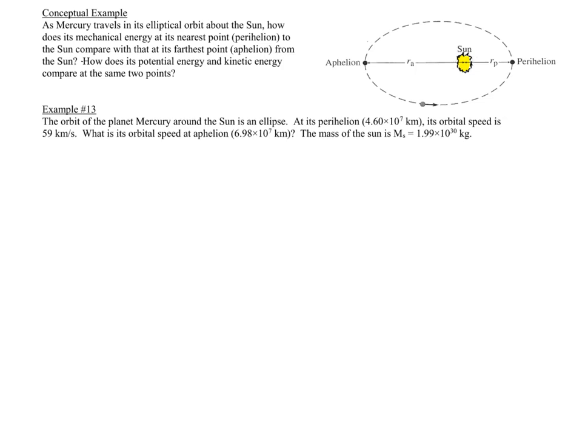So before we jump into the actual problem part of it, let me just help you visualize what's happening with an animation. And let's also answer some of these questions, like what's happening to the mechanical energy, the kinetic energy, and the gravitational potential energy as Mercury revolves around the sun in an elliptical orbit.